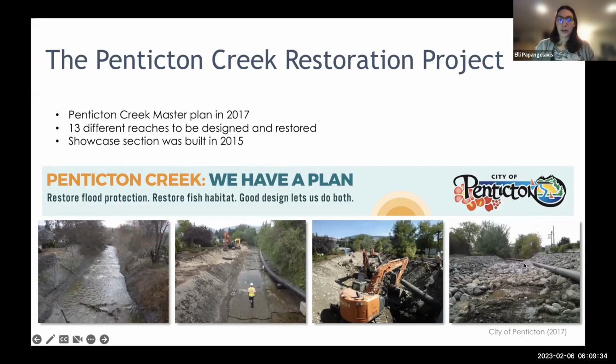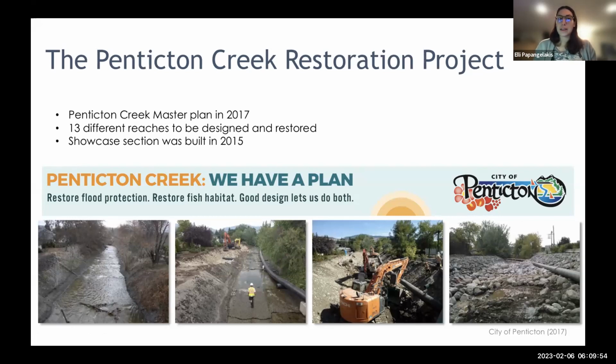You can see the concrete lining was removed. They've put in pretty rough material. And this was just to show what it could look like. Since then, they've actually approved the restoration project. So the restoration project is now going ahead for the remaining reaches as well.